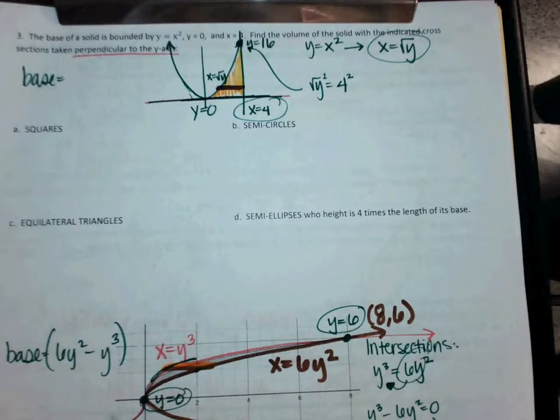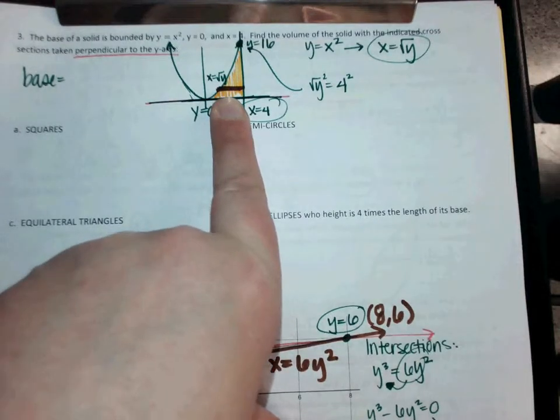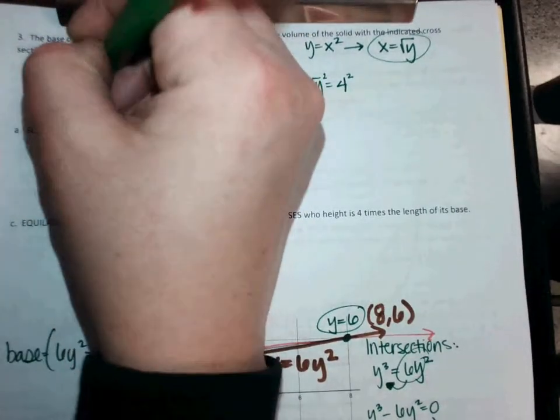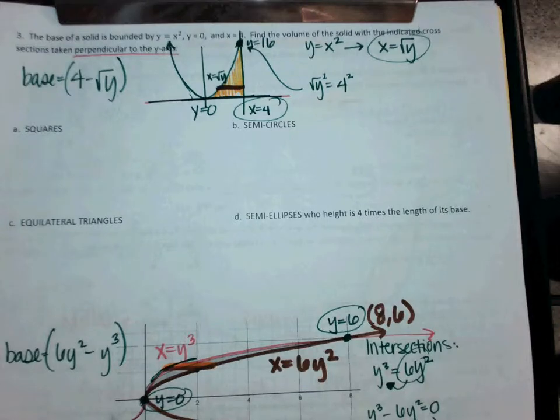And then I'm going to write that my base equals right minus left. Which graph is on the right? X equals root y or x equals 4? Who's on the right side of my region? 4 minus root y. And that's your base. And no matter what shape they pick, that's still the base because that's the distance across your region.